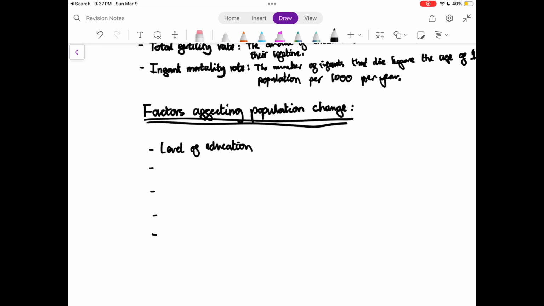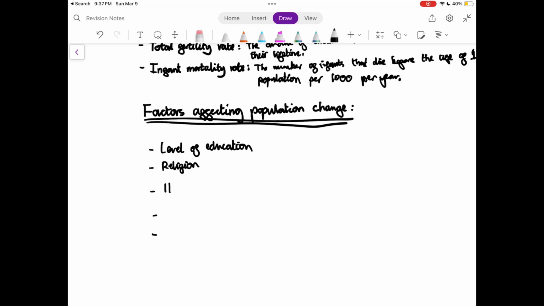Another factor is religion. And this could impact population change because religion might require certain practices by families. And me saying that means by like having more children or having less children. And this could impact the population change in an area or a country.